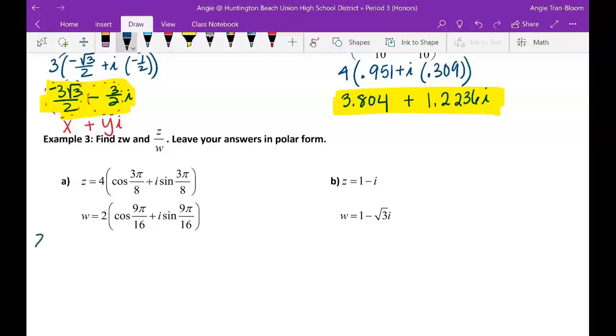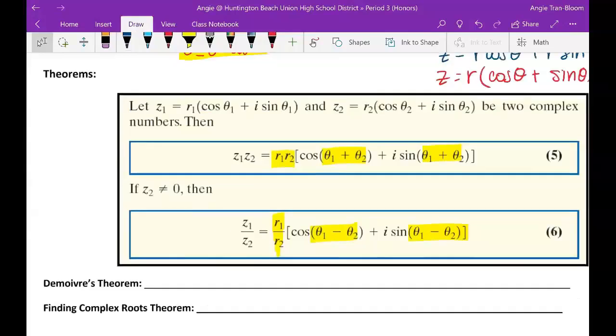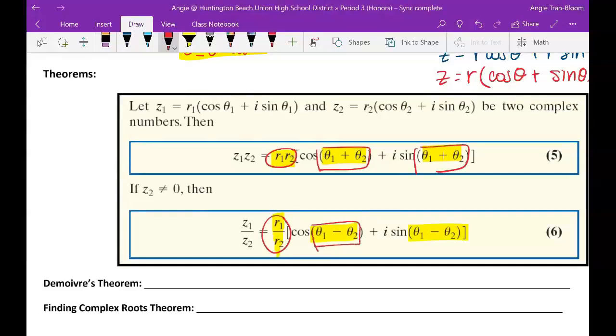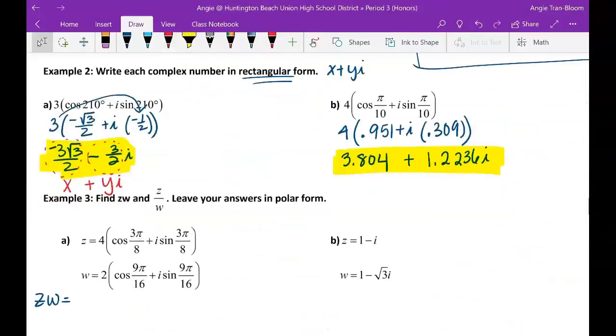In multiplication, let me remind you of what we do when we multiply. When we are multiplying, we multiply the radii and we add the angles. When we divide, we divide the radii and we subtract the angles. So keep that in mind when we're working these out.